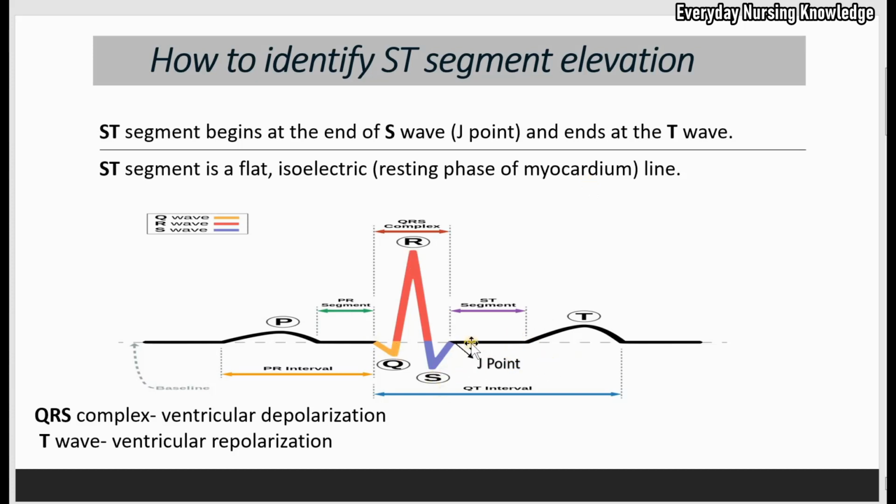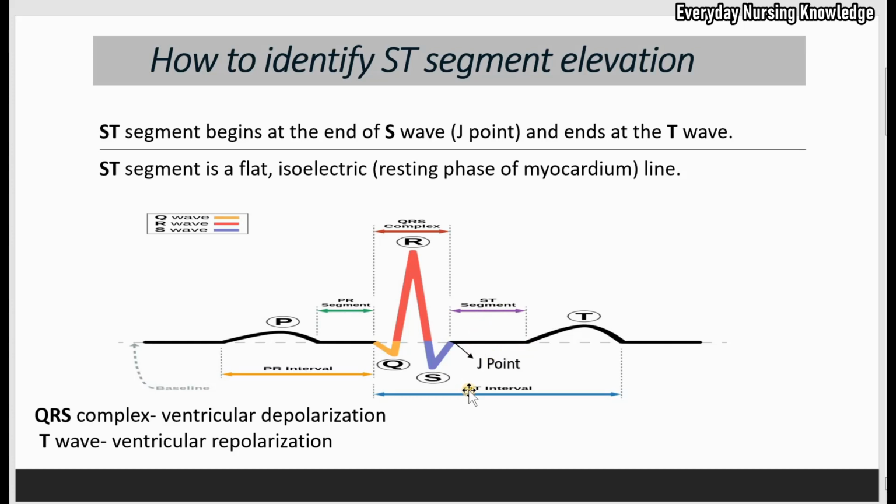Now, the QRS complex represents ventricular depolarization. When the cells depolarize, the ventricles contract. And the T wave represents ventricular repolarization. When the ventricles repolarize, the ventricles relax. So QRS represents ventricular contraction and the T wave represents ventricular relaxation. The ST segment is the time interval between ventricular contraction and ventricular relaxation, and it should be a flat isoelectric line. Changes in the ST segment, either elevation or depression, may represent myocardial ischemia or myocardial infarction.